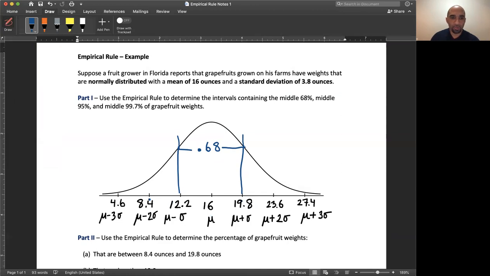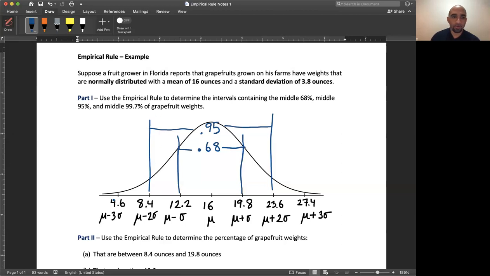We go two standard deviations below, that's 8.4. Let's draw a line there. And then 23.6, that's two standard deviations above. So now within this interval here, from 8.4 to 23.6, that interval contains the middle 95%. So 95% of the grapefruit weights are between 8.4 and 23.6 ounces.